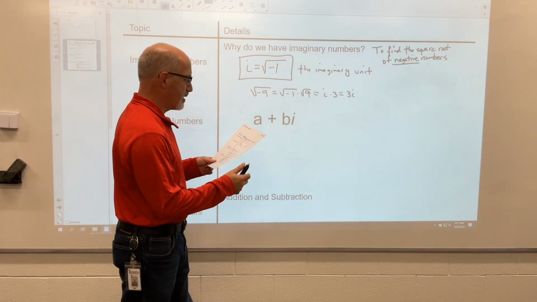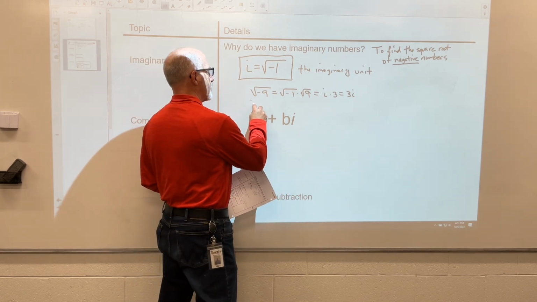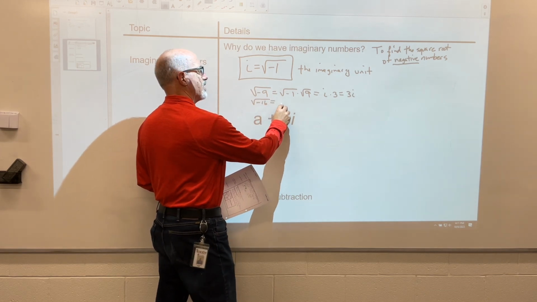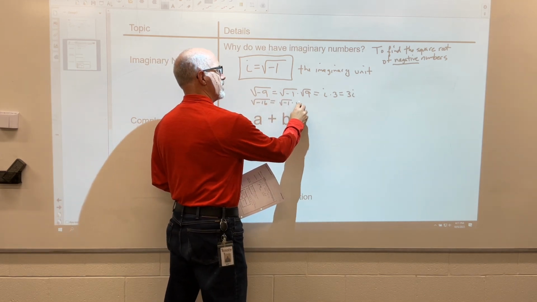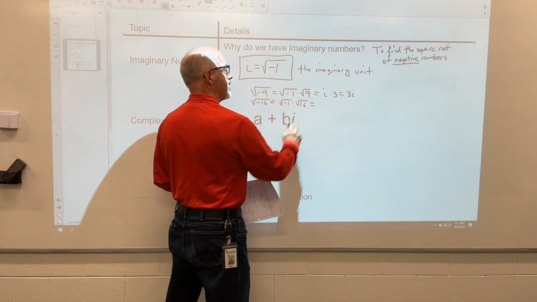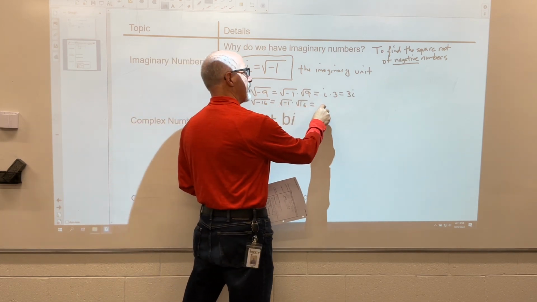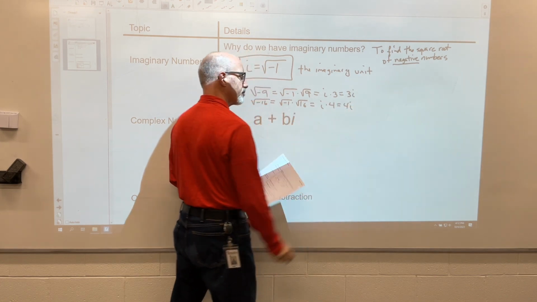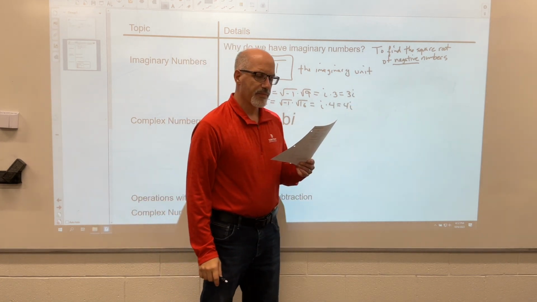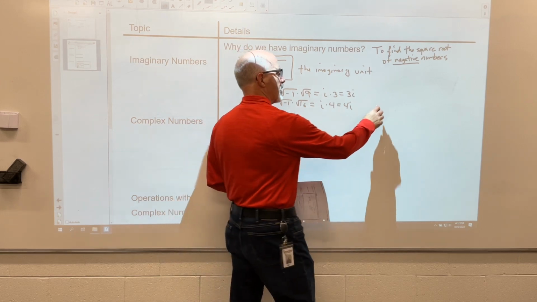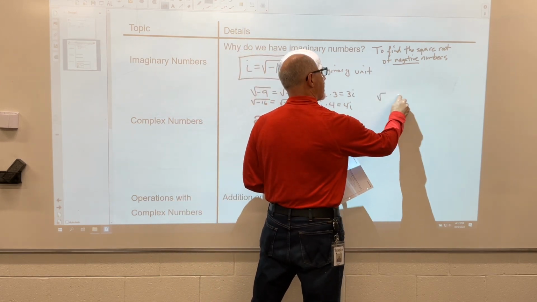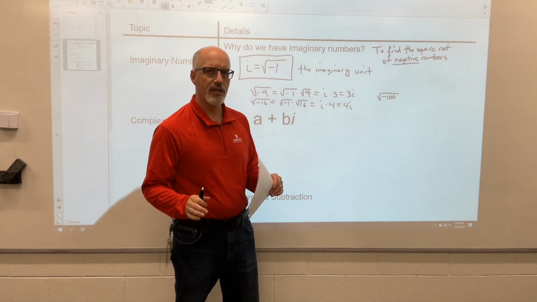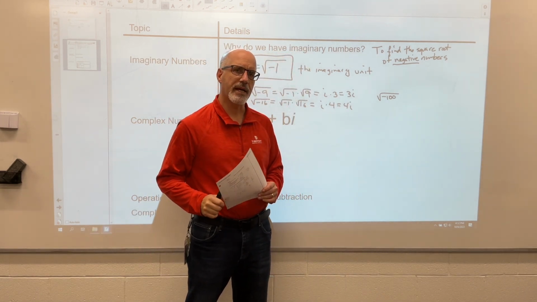All right, so another example would be, what about the square root of negative 16? Well, again, we'll take out the square root of negative 1 times the square root of 16. And that gives us the square root of negative 1 is i times 4. That equals 4i. All right, you try one. Try doing the square root of negative 100. See what you get. So pause the video, try that, and then come on back.